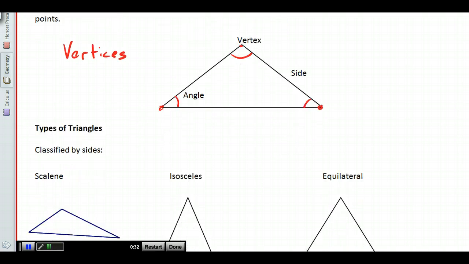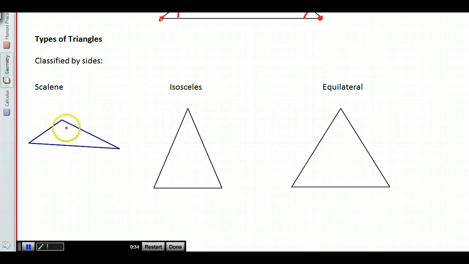Now we can classify triangles by sides. If none of the sides are congruent, we say that it is scalene. If two of the sides are congruent, we say that it's isosceles. And if all three sides are congruent, we say that it's an equilateral triangle.